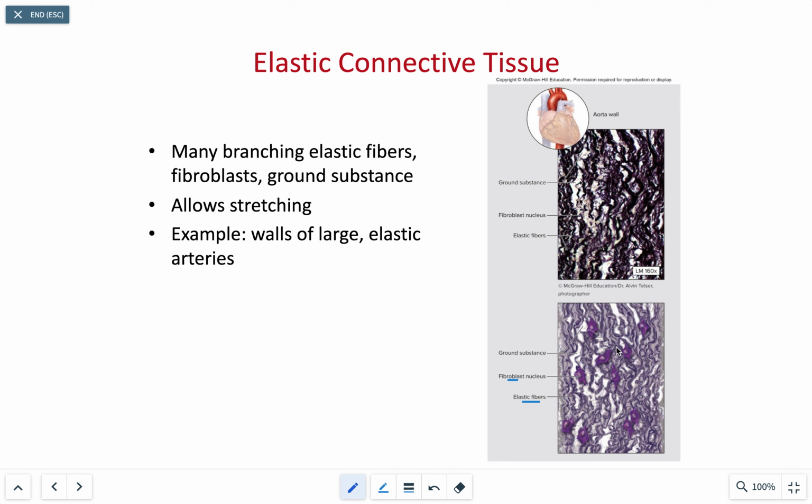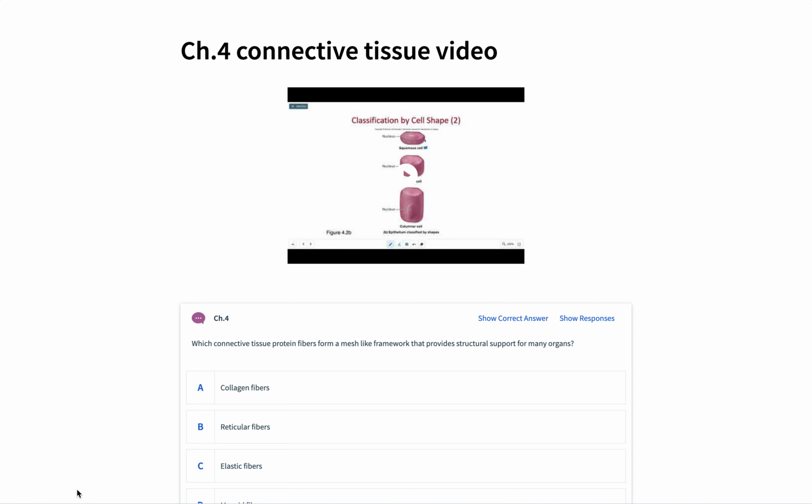Their function allows for stretching of some organs. Specifically, we see these in the aorta wall, and they can stretch and also recoil. We also see elastic tissue, which helps stabilize the vertebrae of the spine. And that concludes the connective tissue proper lecture.